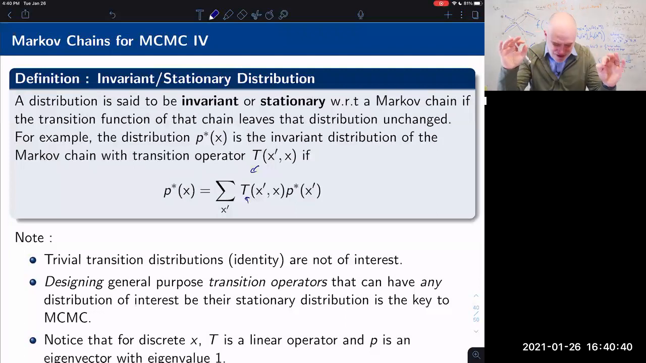This is exactly what's going on. Can you design a T, which is parameterized by the distribution you want, that will, when you multiply by T a billion times, actually result in the stationary distribution of that process being the distribution that you parameterize T by?